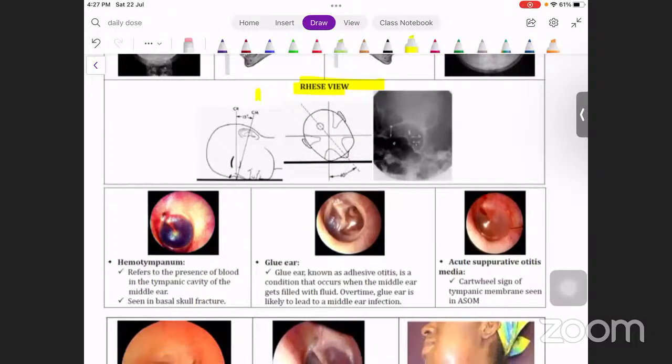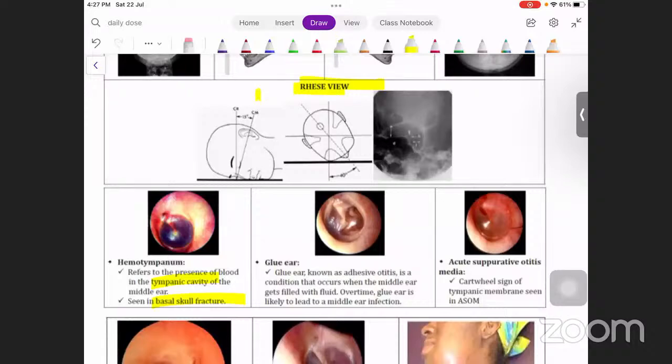And you have a hemotympanum, presence of blood in the tympanic cavity, usually associated with the basal skull fracture. You may also see the battle sign in the basal skull fracture. Then you have a glue ear, adhesive otitis, where you may see the middle ear is filled with the fluid, and a glue ear is due to the middle ear infection.